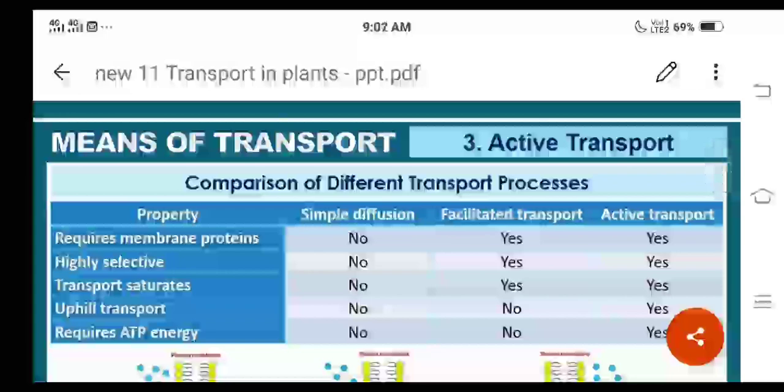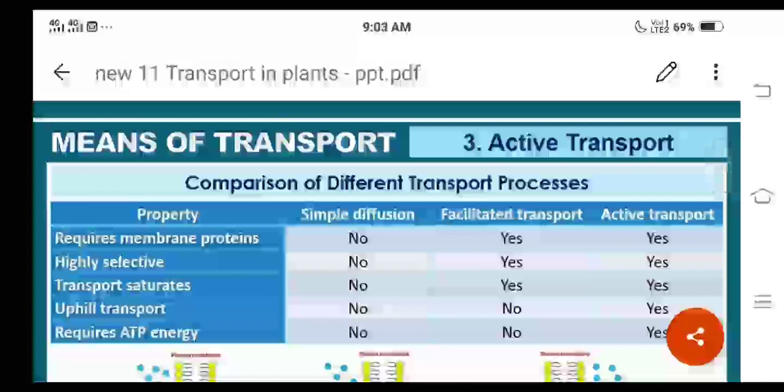The third one is transport saturates. In simple diffusion there is no transport saturation, but in facilitated transport and active transport there is transport saturation. It means the transport rate reaches a maximum when all the transport proteins are saturated or used. It is found in both facilitated transport as well as active transport.